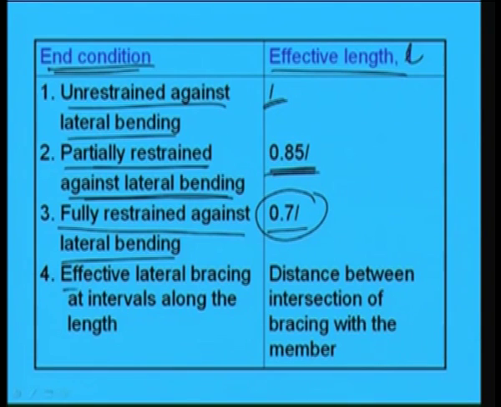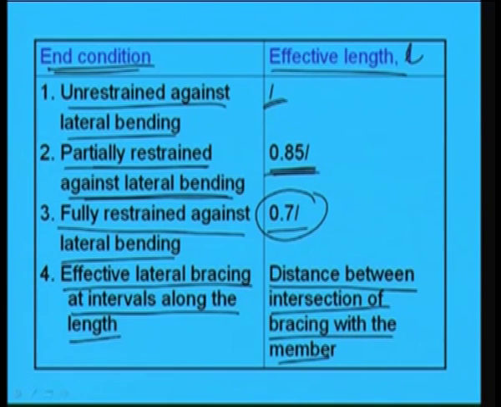And if effective lateral bracing at intervals along the length is provided, then the effective length will become the distance between the intersection of the bracing with the member. In fact, these are given in the code, which can be looked up later by the readers.